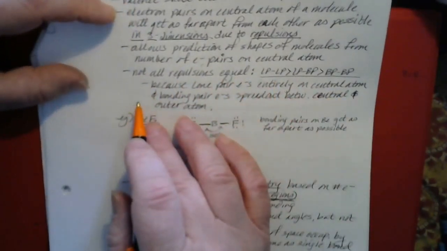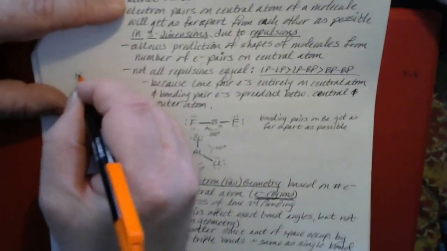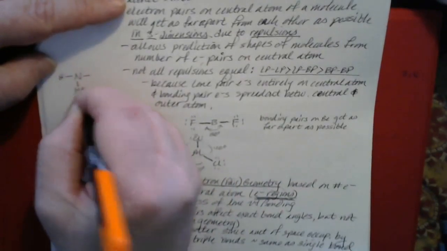A lone pair of electrons is not involved in a bond. That's what makes it a lone pair of electrons. The lone pair of electrons is entirely located on the central atom, like the lone pair of electrons in ammonia. The Lewis structure for ammonia looks like this, with nitrogen having a single bond to 3 hydrogens and a lone pair of electrons that's right on the nitrogen.